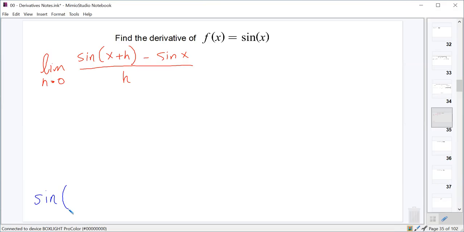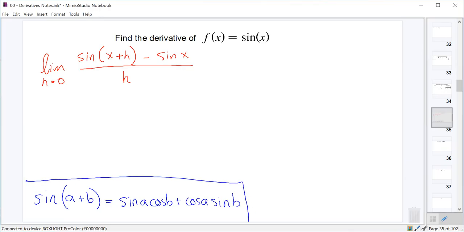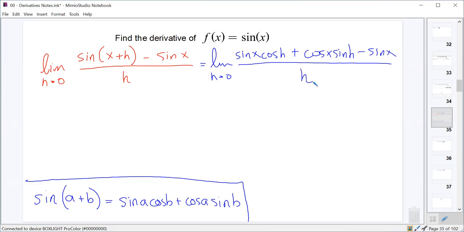So sine of a plus b is equal to sine a cosine b plus cosine a sine b. And so sine of x plus h should be able to be expanded out to become sine x cosine h plus cosine x sine h. And then we still have the minus sine x up there at the top, all over h.